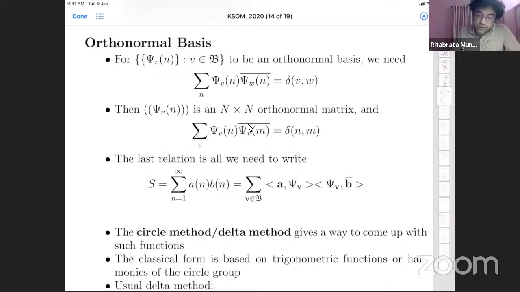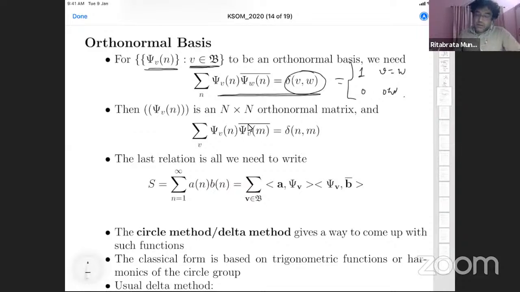So I'm looking for sequences psi vn. For each vector in the basis, I want psi vn to be a function which has this type of relation, so that their inner product should be 1 if v equals w and 0 otherwise. That's denoted by the delta symbol. So this is equal to 1 if v equals w and 0 otherwise.